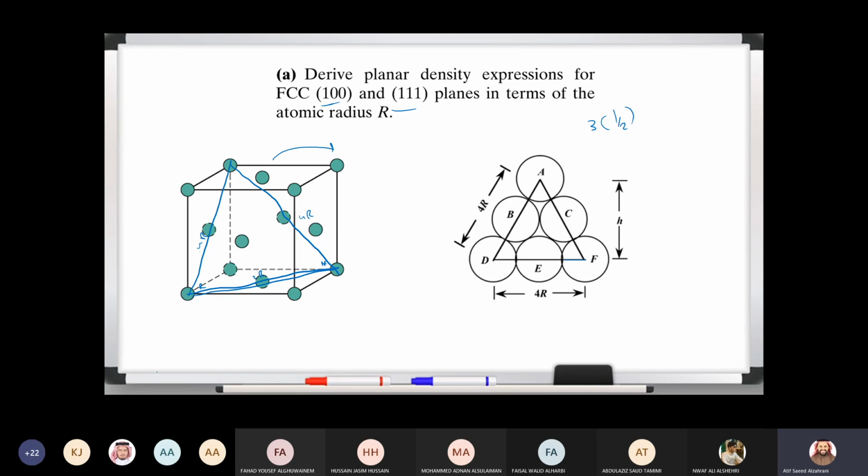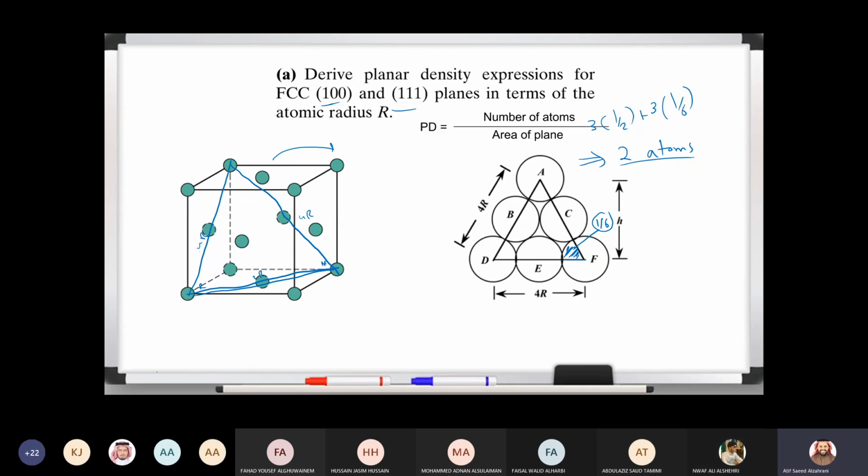Since this is a triangle, this is 60 degrees. So this one will be 1/6. Okay, this portion here will be 1/6. So how many 1/6 do we have? 3. Meaning how many total atoms? 2 atoms. Do you get it, guys? Yes, Doctor. Right. 2 atoms. Okay, this is the first part.